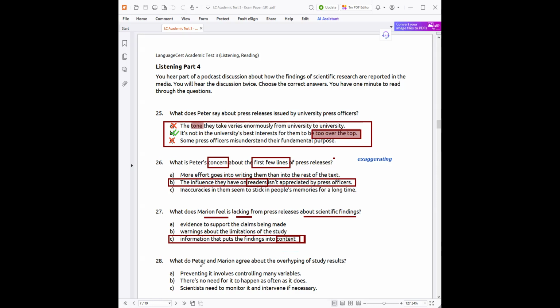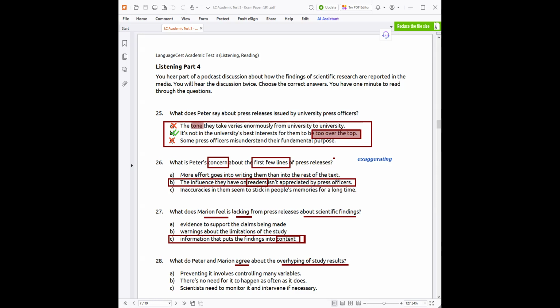28. Next one. What do Peter and Marion agree about the overhyping of study results? Overhyping, again, the same thing, saying something too over the top, right? Options are, what do they agree about? They agree that preventing it involves controlling many variables, that to prevent overhyping, you need to control many variables.